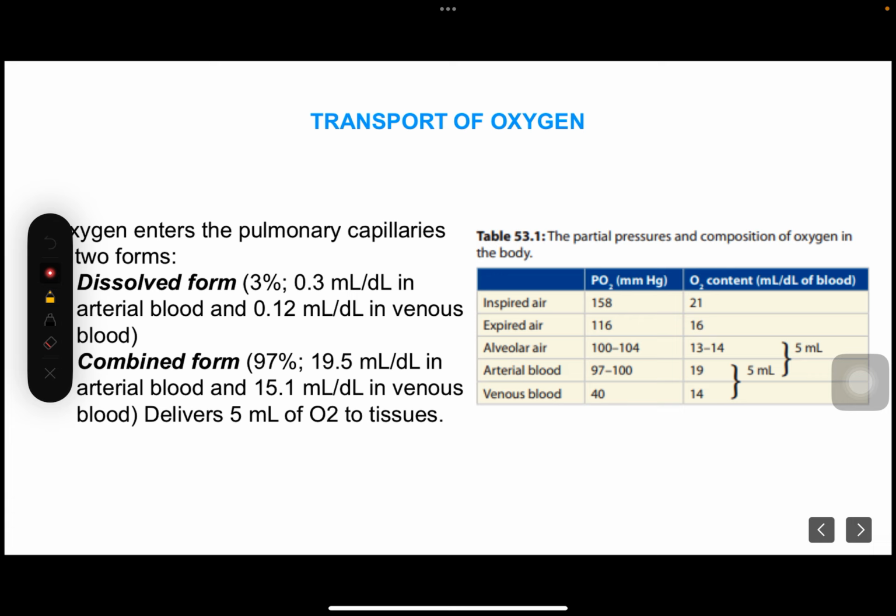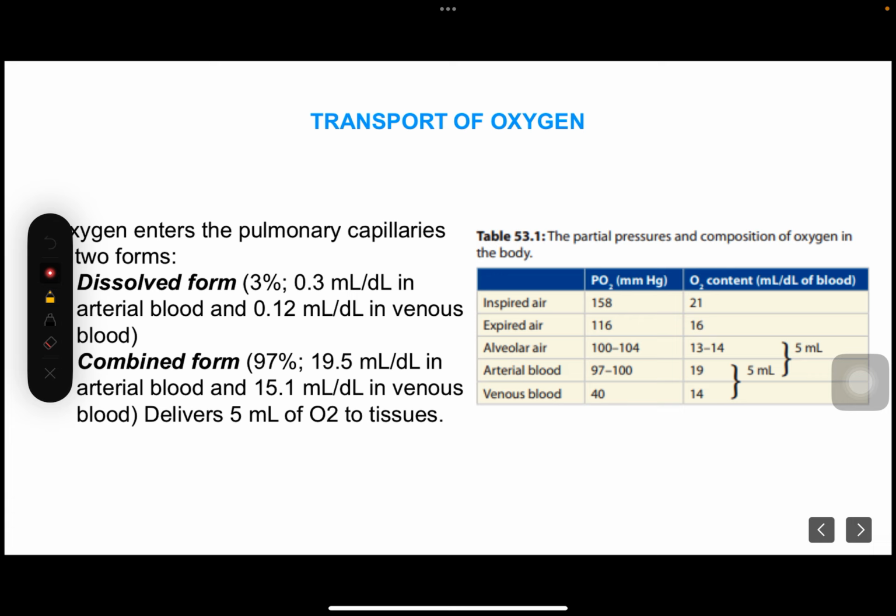In the dissolved form, the arterial blood has 0.3 ml of oxygen in 1 deciliter of blood, and the venous blood has 0.12 ml of oxygen in 1 deciliter of blood. So totally 3% of oxygen is there in the dissolved form in our blood. Overall, the oxygen supplied to the tissue in the dissolved form is about 0.17 ml.